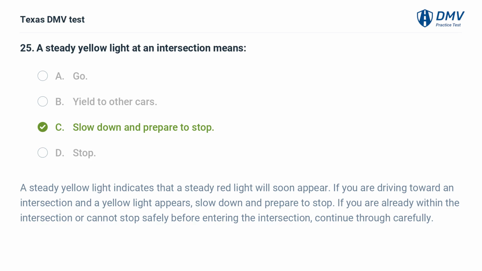A steady yellow light indicates that a steady red light will soon appear. If you are driving toward an intersection and a yellow light appears, slow down and prepare to stop. If you are already within the intersection or cannot stop safely before entering the intersection, continue through carefully.